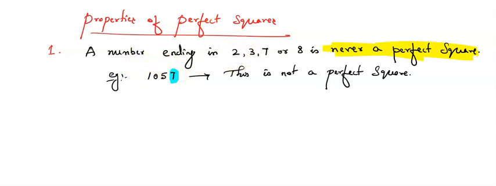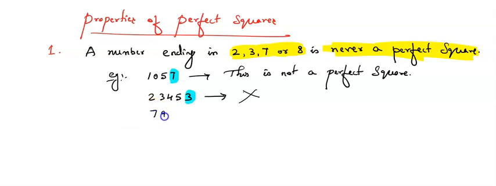If it is ending with 2, 3, 7 or 8, then directly you can tell that it is not a perfect square. Now let me take one more example. 23453. Is it a perfect square? See the last number. Last number is ending with what? 3. Is it a perfect square? No, it is not a perfect square.